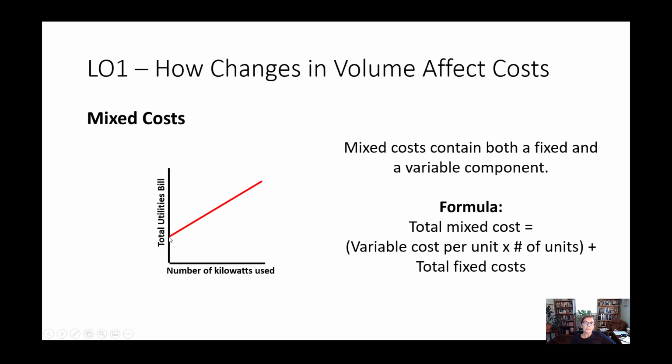Electric bill has to be paid even if you're not using it at all. So at zero volume, you still have a cost, and that's the fixed cost component. Okay? So the difference between a mixed cost and a variable cost is that a variable cost is zero at zero volume, and a mixed cost always has a cost associated with it. So even if you don't use your electricity at all, you have to pay a certain amount just to keep it there. And then the more you use, the greater your bill gets.